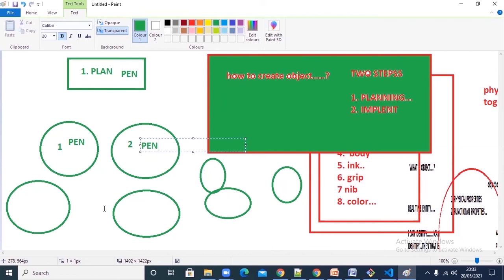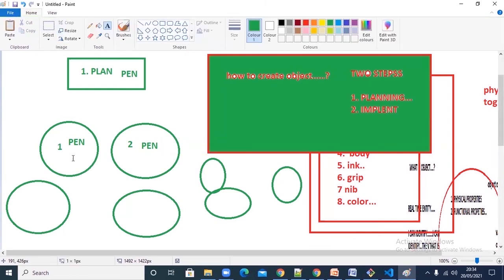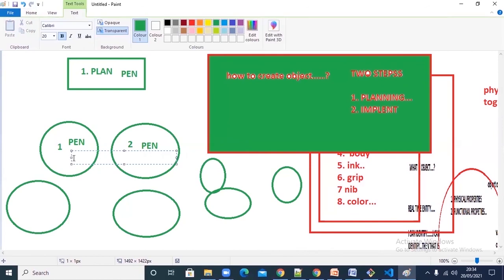You understood now? So in this case, the first thing you understood: once I have a plan, using that plan, I can create multiple objects. I can manufacture n number of objects. First thing. Second thing, they all use the same physical and functional properties. Correct? Same physical and functional properties in the sense, it is not like I am using this one pen, it is not like I used all the other pens, right?